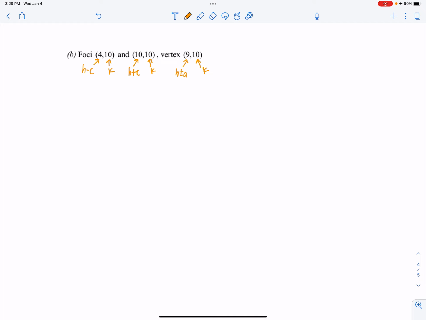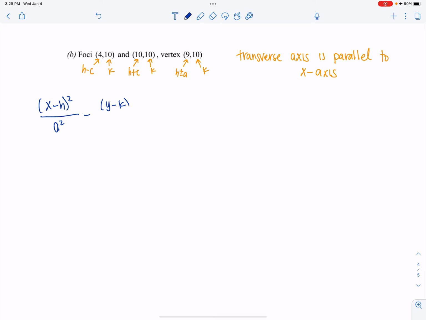Okay, so all of our y values are 10, 10, 10. So that is giving us a clue that our transverse axis is parallel to the x-axis, which is using the general equation (x minus h) squared over a squared minus (y minus k) squared over b squared equals 1.